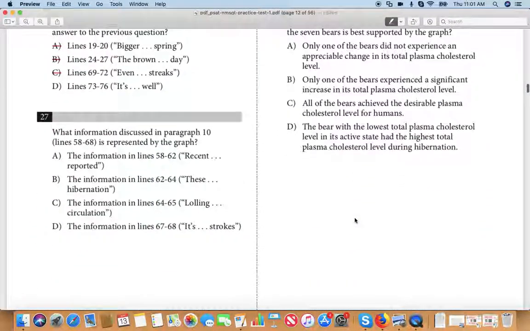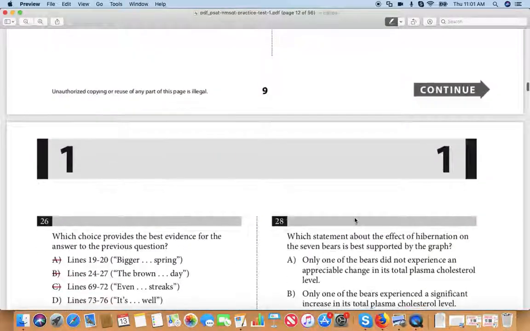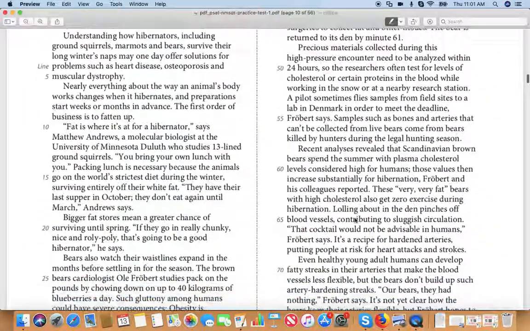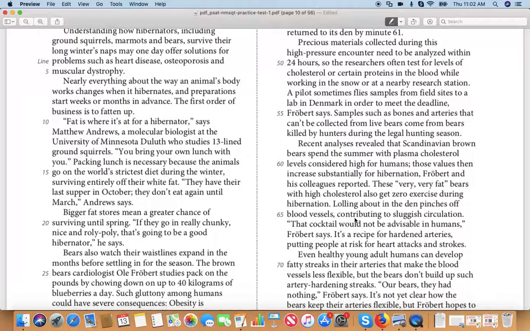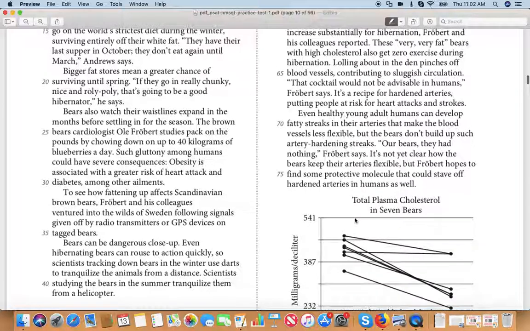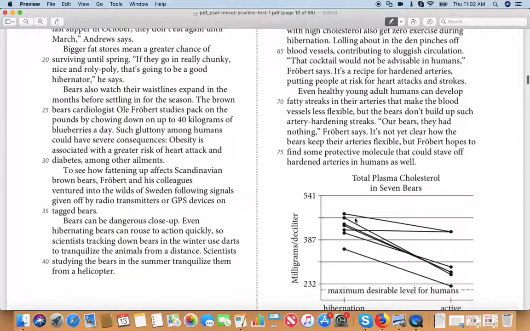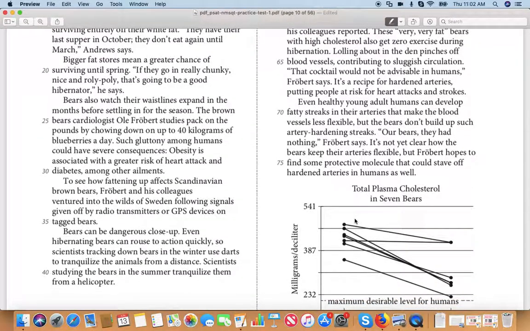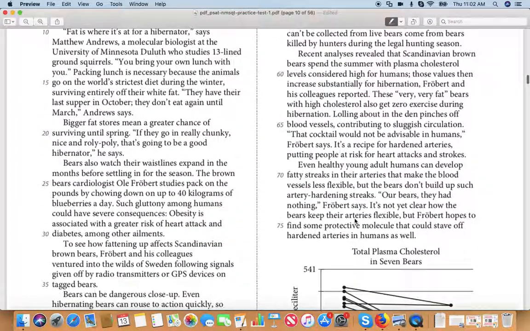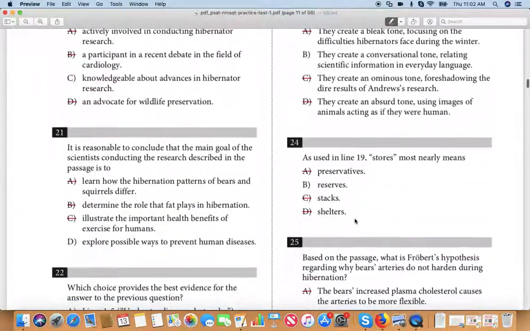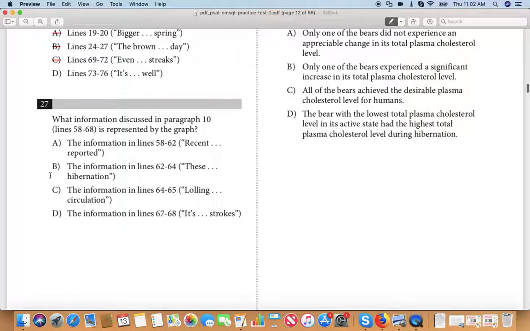Try answer choice B. That is line 62 through 64. So these very fat bears with high cholesterol can also get zero exercise during hibernation. I think that's it, yeah, 62 through 64. So is that represented in the graph? No, it isn't. It's not talking about their exercise or their levels, or lack thereof. It's just not represented in the graph. So I would eliminate B.